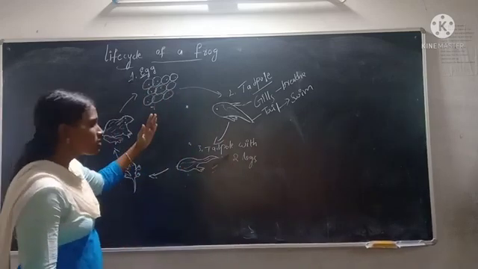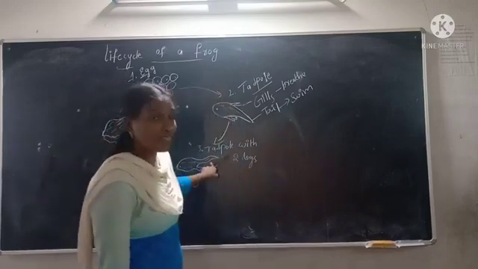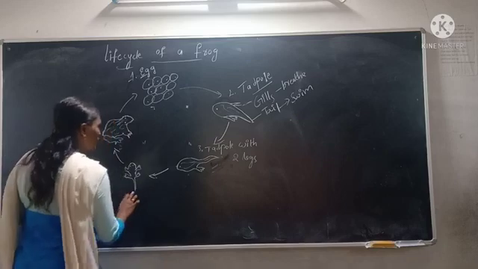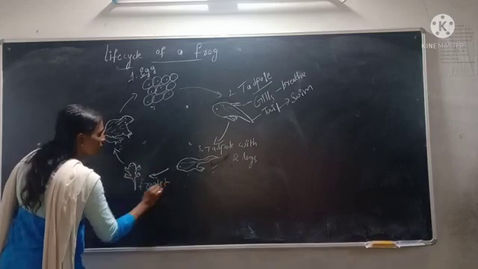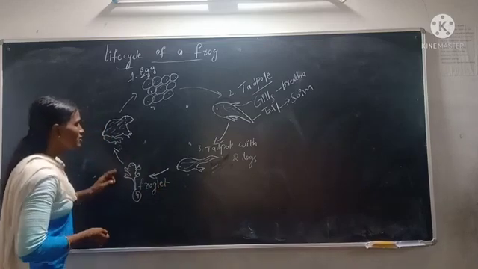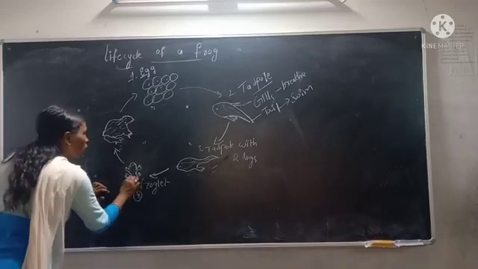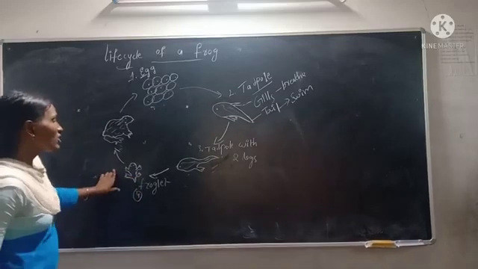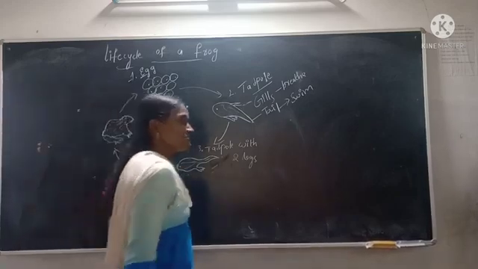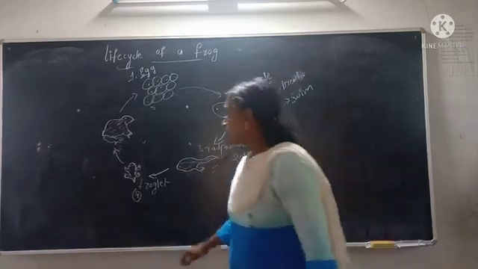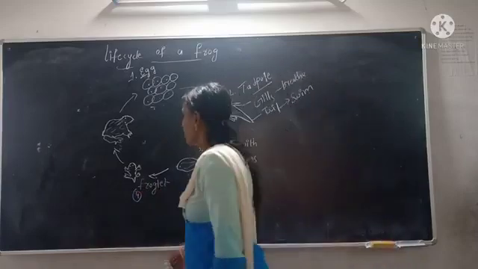After some more weeks, the tail will start to disappear and it will become a froglet, and this is the fourth stage. You can see that four legs will be there and a small tail. But in the third stage, it has only two legs. In the fourth stage, it has four legs, and one more important thing is it has a small tail also. This is about the fourth stage.